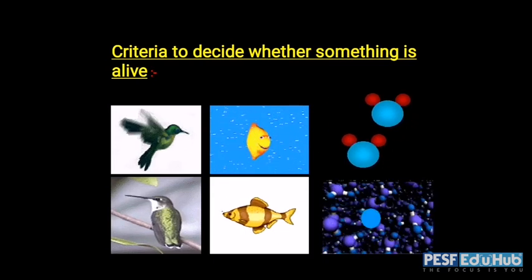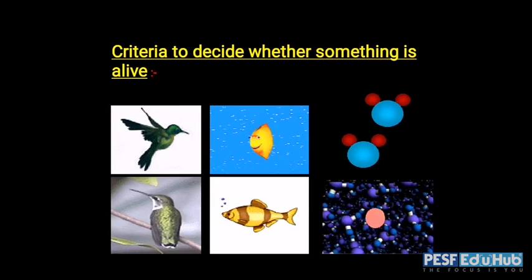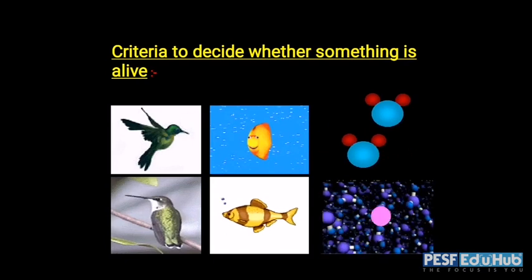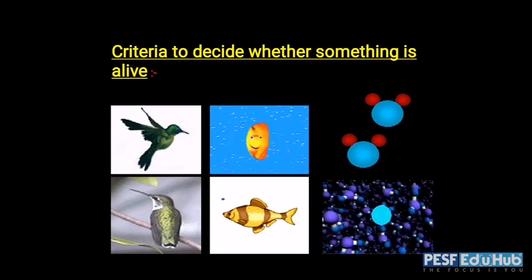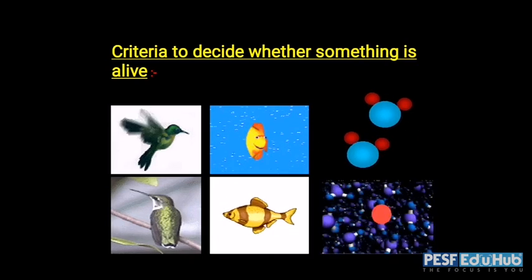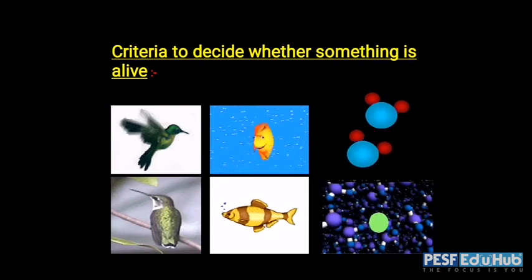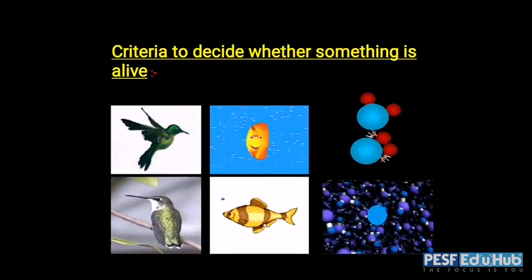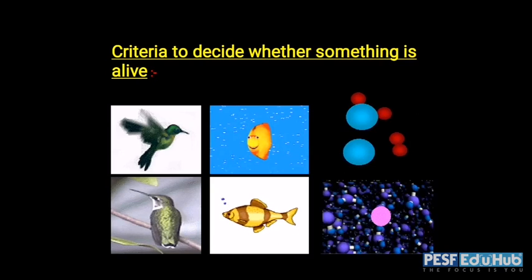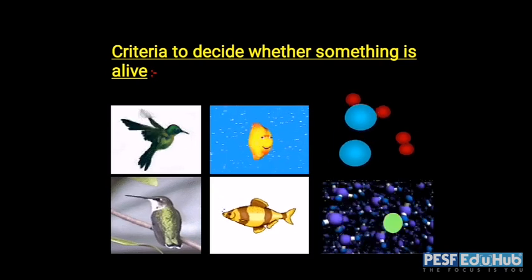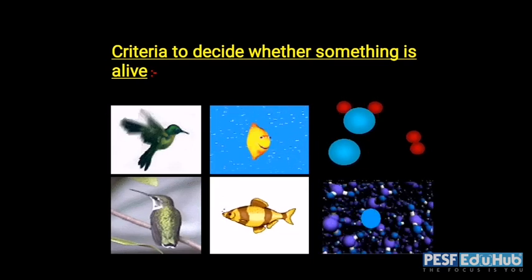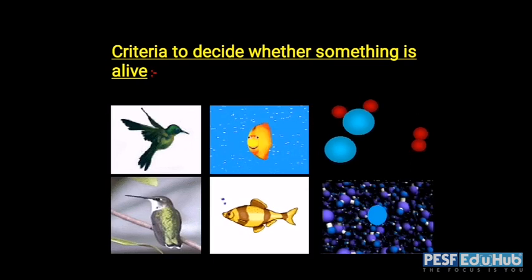Another important feature of living organisms is they reproduce. They produce their young ones. All living organisms can respire. Respiration is a process in which an organism derives energy from food. All living organisms show metabolism and they show response to stimulus from our surroundings. So living organisms show these types of properties. So these are some criteria which decide whether something is alive.